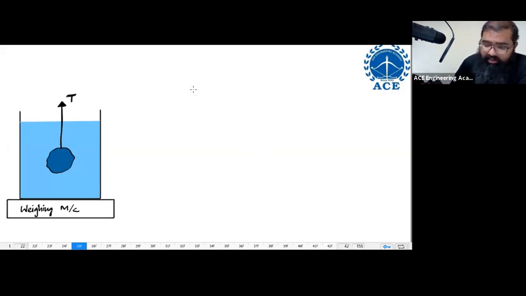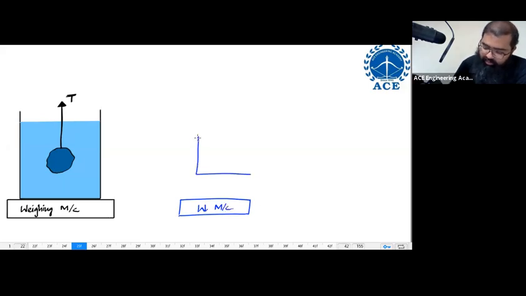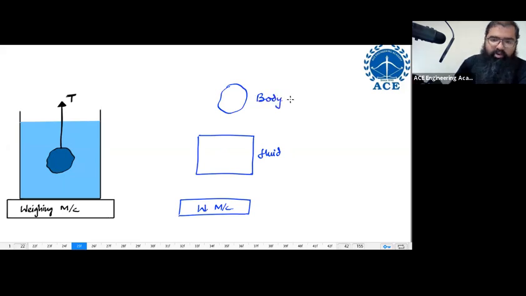Let us see. There are three important things I'm going to draw over here. First thing is the weighing machine. This is the weighing machine. Next thing over here is the fluid. This is the fluid. Next thing over here is the body. Three things I have drawn.